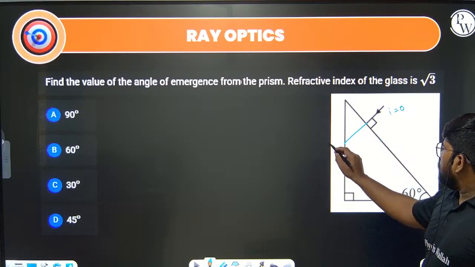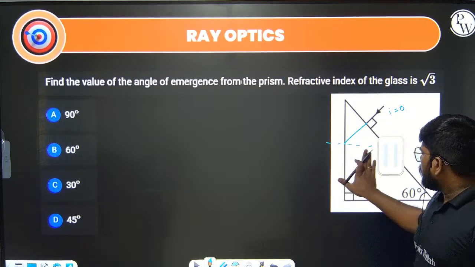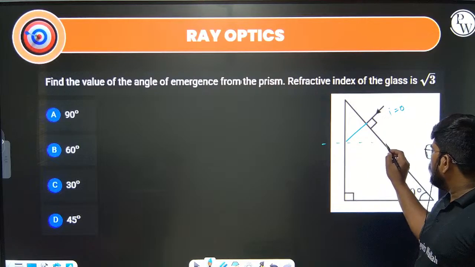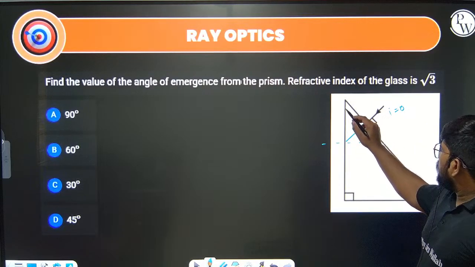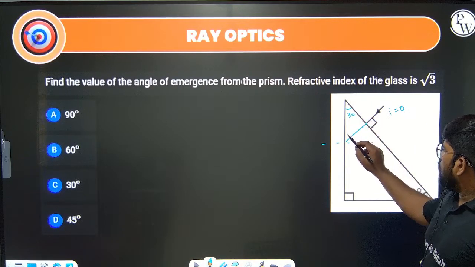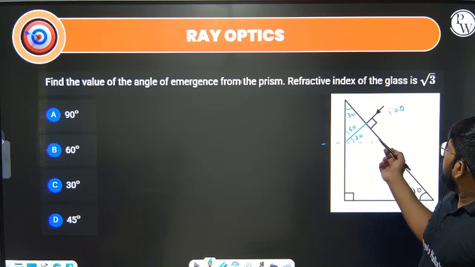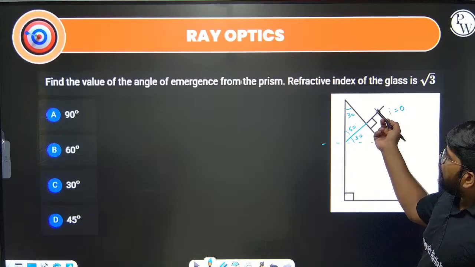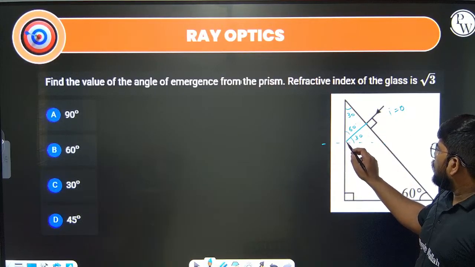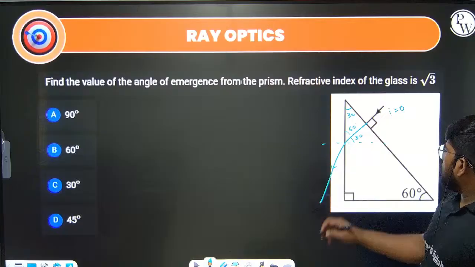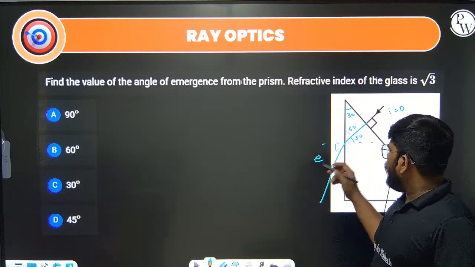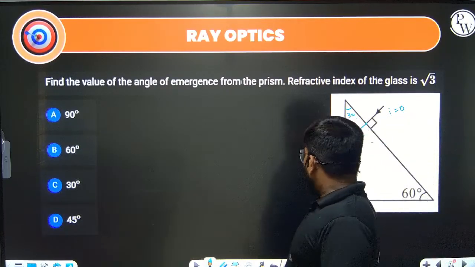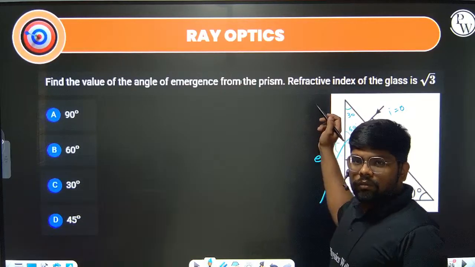So if you draw the normal here, since this is 30 degrees, this is 90, this is 60. If this is 60, this is 30, and we want to find what the angle of emergence is. Okay, it is going to come out in this manner. What is E we want to find? So again, angles are involved, refractive index is involved. Snell's law.